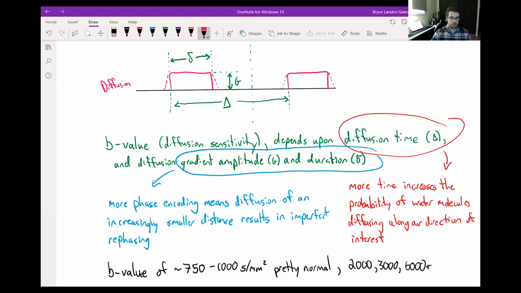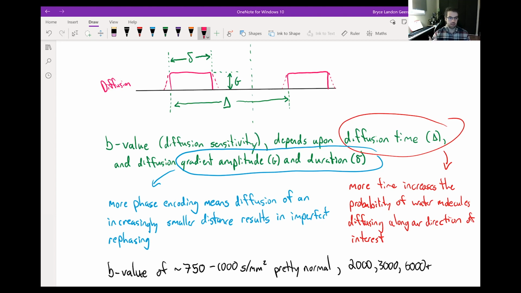But the b-value equation assumes that our gradients are rectangular. So generally it's worth just drawing them like rectangles, even though in reality there are these periods where power is increasing through the coils and they're ramping up to their gradient amplitude. I mentioned this because it was a question I actually got at my defense, so it might be relevant if you actually need to describe how diffusion weighting works.